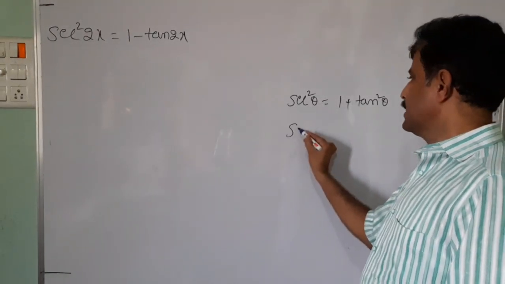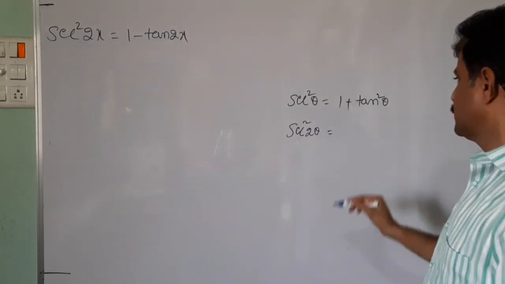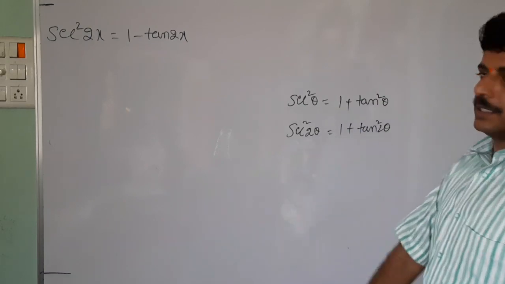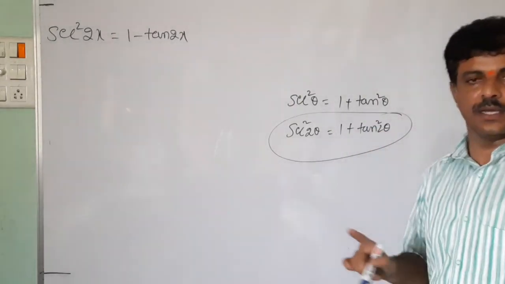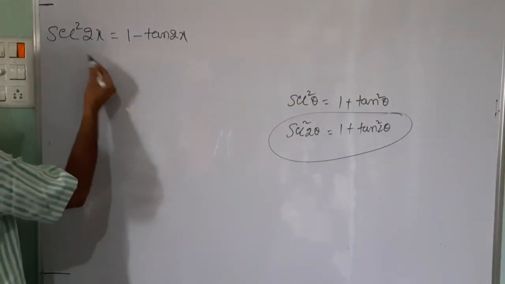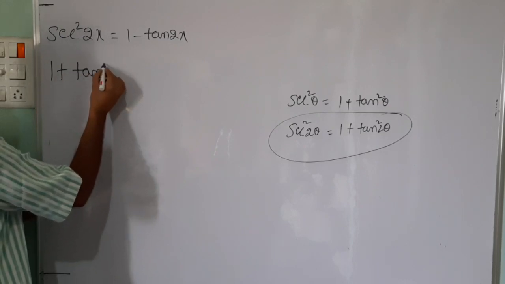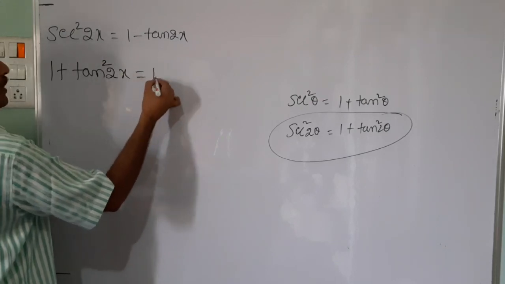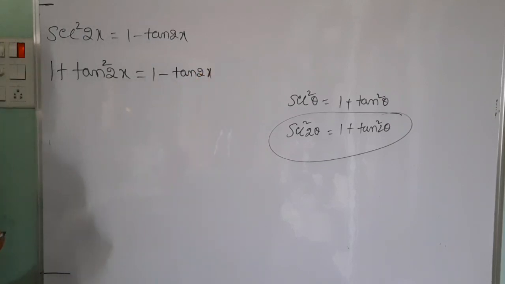But I want secant square 2 theta. Secant square 2 theta is needed, so 1 plus tan square 2 theta. What happens? The secant square 2 theta formula is 1 plus tan square theta. If you don't understand this, you must first write the side. Okay, here substitute those values. Secant square 2x is equal to 1 plus tan square 2x is equal to 1 minus tan 2x.